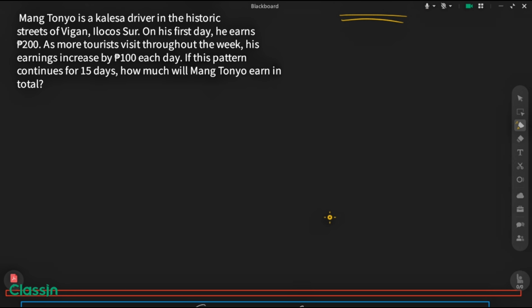This is the scenario. Mang Tonyo is a Calesa driver in the historic streets of Vigan, Ilocos. On his first day, he earns 200 pesos. As more tourists visit throughout the week, his earnings increase by 100 pesos each day. If this pattern continues for 15 days, how much will Mang Tonyo earn in total?